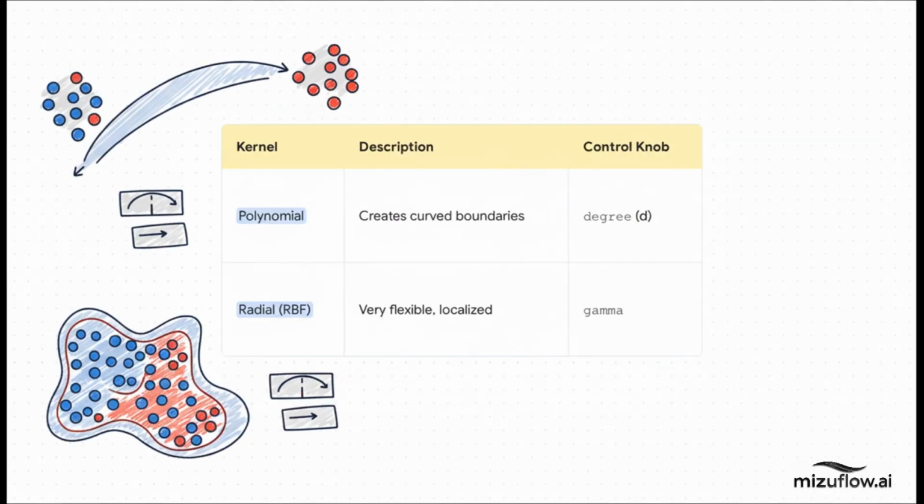Now, in practice, we use different kernels to pull this off. The two you'll run into most often are the polynomial kernel, which is great for creating smooth, curved boundaries, and it's controlled by its degree. And then there's the radial, or RBF kernel. This one is incredibly flexible, and it's controlled by a parameter called gamma. Honestly, RBF is often the default choice you start with because it works so well in so many different situations.